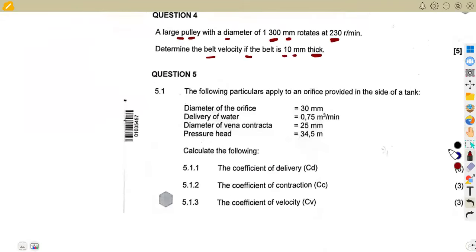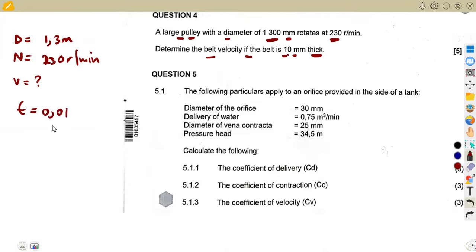If you consider this, our diameter there, if you divide by 1,000, will be 1.3 meters. The speed is 230 revolutions per minute. The velocity is the one that we are supposed to determine, given the thickness of the belt of 10 millimeters. If you divide by 1,000, that will be 0.01 meters. Remember, guys, the belt velocity, if we are given the thickness, is V equals pi, we've got this formula from our formula sheet, D plus T times N. But this N is supposed to be a speed in revolutions per second.